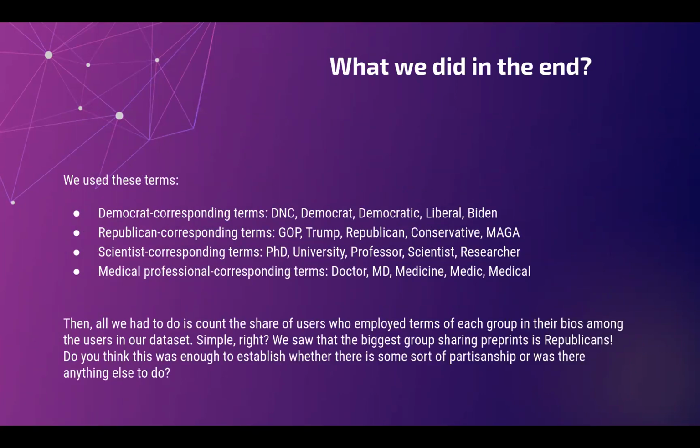For Democrat, the corresponding terms were DNC and Democratic. For Republican, the corresponding terms were GOP, Trump, Republican, Conservative, and MAGA, Make America Great Again. For scientist, the corresponding terms were university, professor, science teacher. And for medical professionals: doctor, MD, medicine, medic, medical. Then all we have to do is count the users who employ terms of each group in their bios among the users in our data set. That is rather simple.